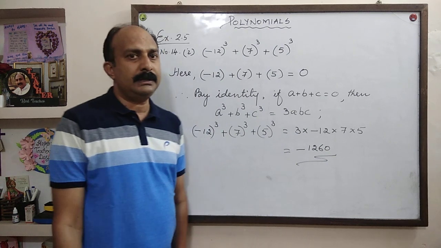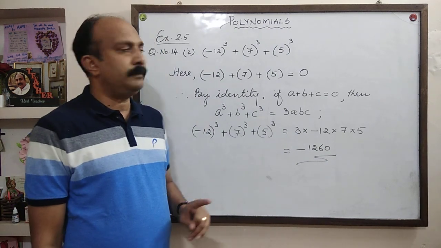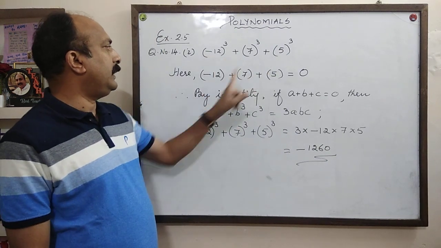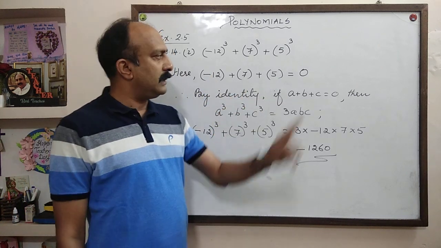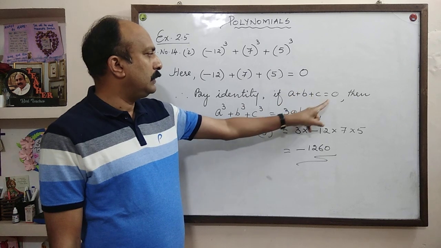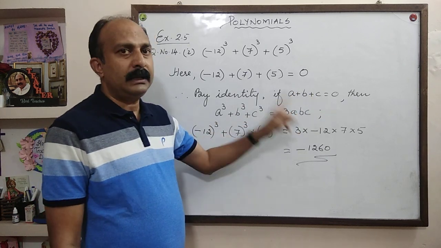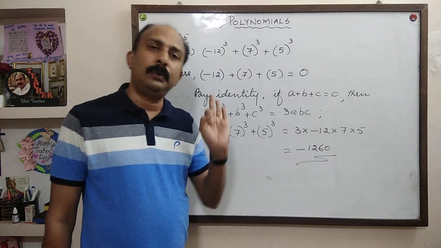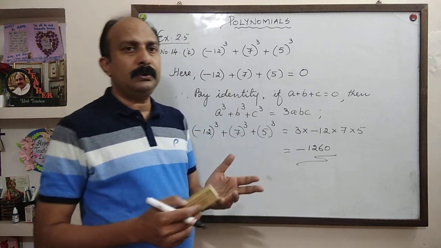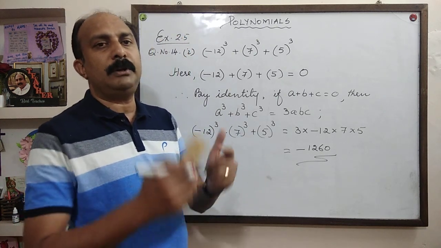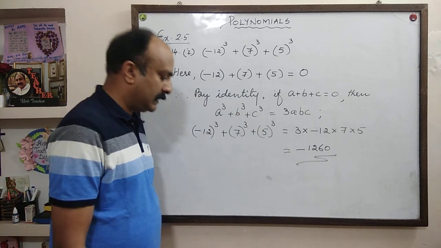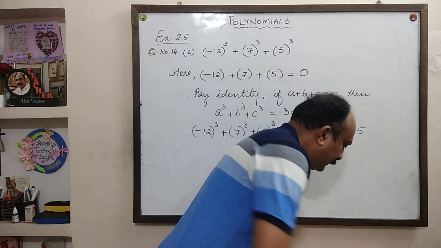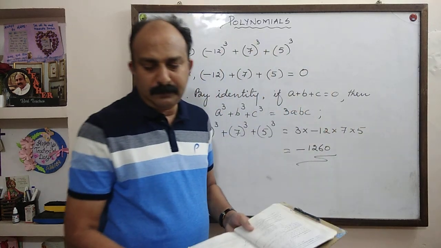I hope you got it. So in order to solve this type of question, first of all you have to find the value of a plus b plus c. Only a plus b plus c. And if the answer is 0, then we will use this identity, and using that identity you have to do only one thing: 3 into first term into second term into third term will be the answer. Okay. So please do its second question as homework.